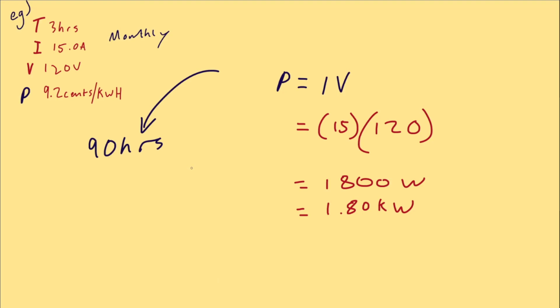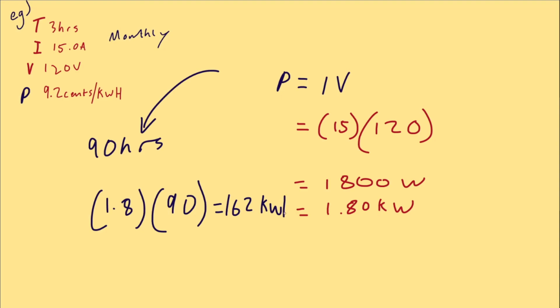How much energy is actually being used every month? Let's multiply the kilowatts by the number of hours we're using it for, which gives 162 kilowatt hours.